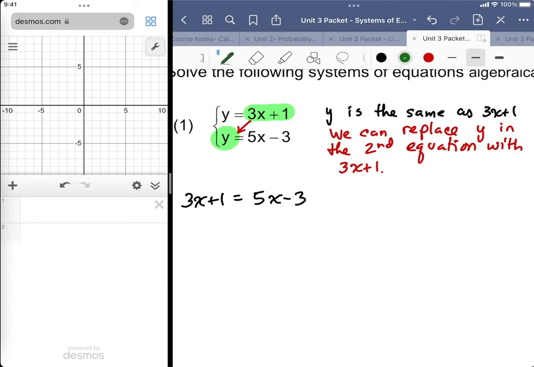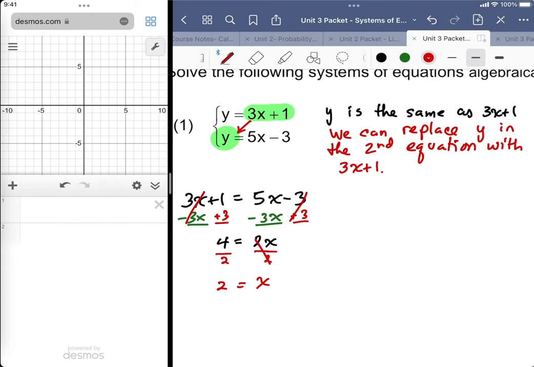So I'll subtract the 3x from both sides, subtraction property of equality. I'll add a 3 to both sides, addition property of equality. Little cancellations here. We're looking at 4 is equal to 2x. Division property of equality. Divide both sides by 2. And we get the value of x is equal to 2.